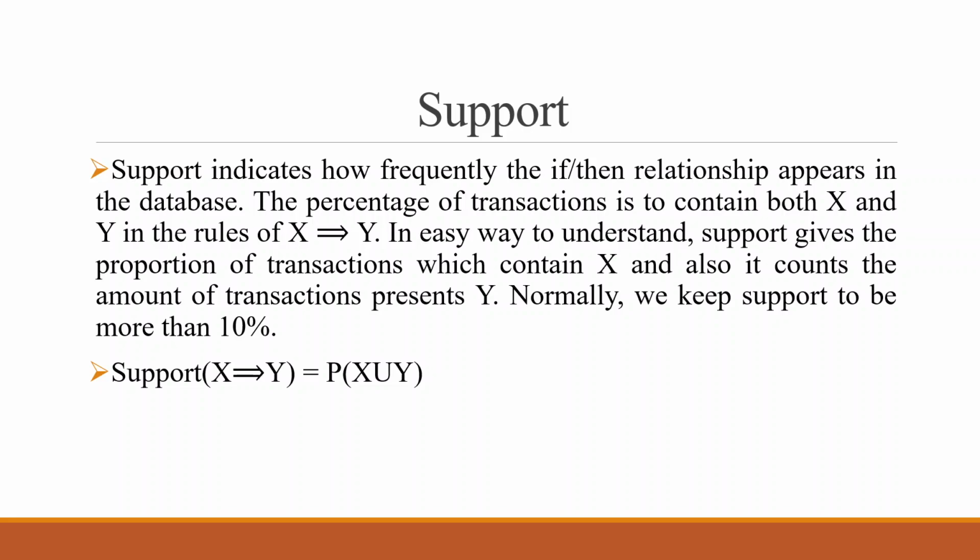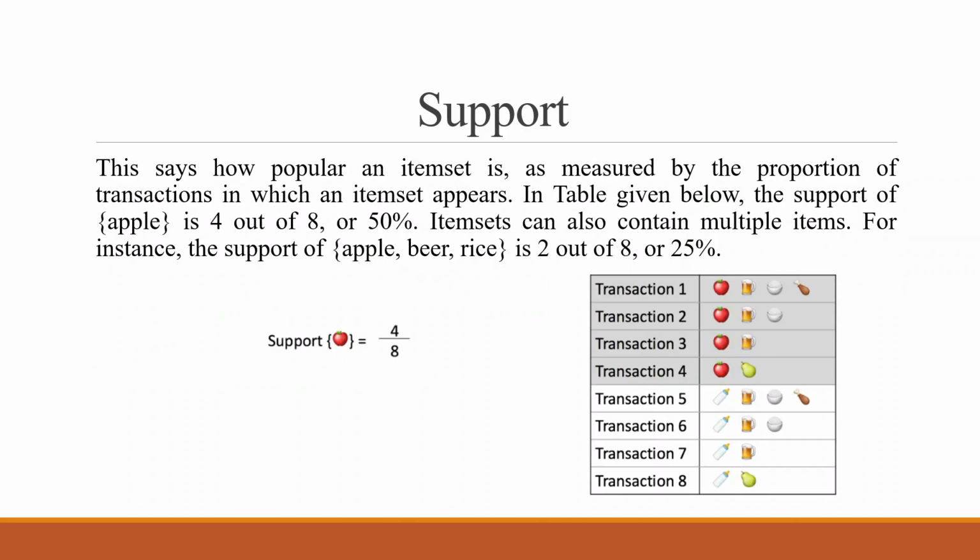Now there are some measures which we have to consider for creating these association rules. One of the measures is support. Support indicates how frequently the if-then relationship appears in the database. It is the percentage of transactions that contain both X and Y in the rule X to Y. In an easy way to understand, support gives the proportion of transactions which contain X, and it also counts the number of transactions that contain Y. Normally, the support is kept at 10%. This will get very clear in our next slide.